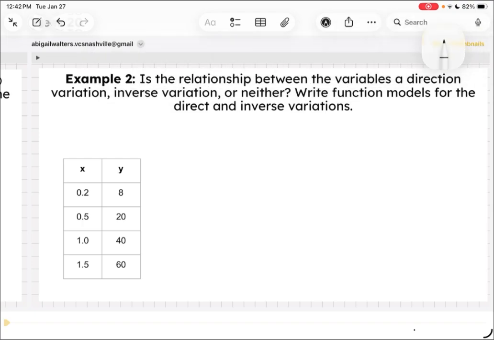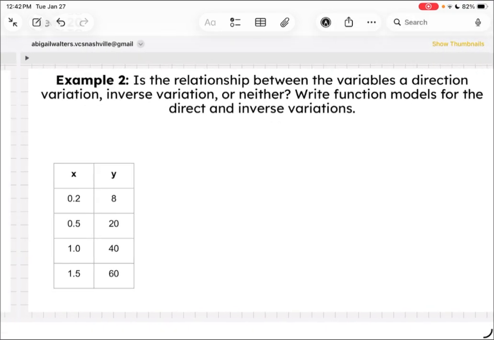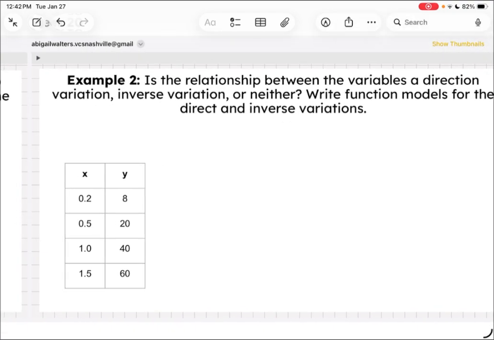All right, if you feel like you understood that pretty well, maybe pause and see if you can figure this one out on your own. Again, I made a typo. This should say direct. Sorry about that. We're going to do the same thing with this set of data. We're going to look at the x's and the y's and see if we can determine direct, inverse, or neither.